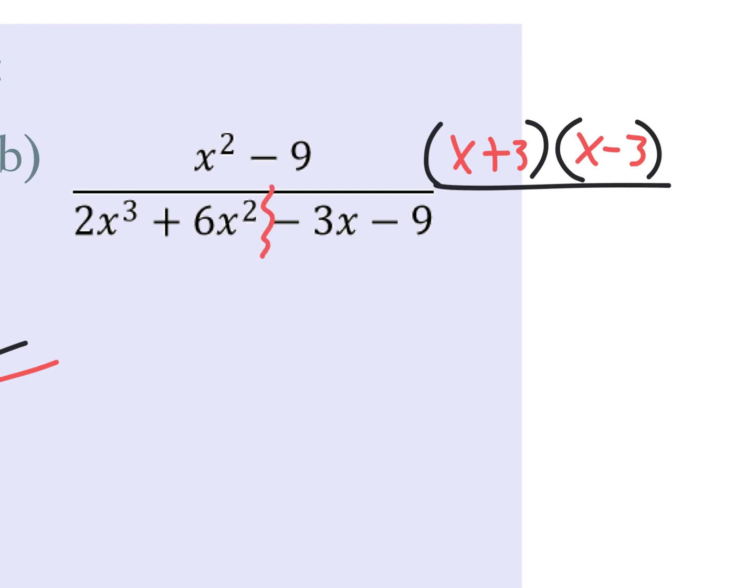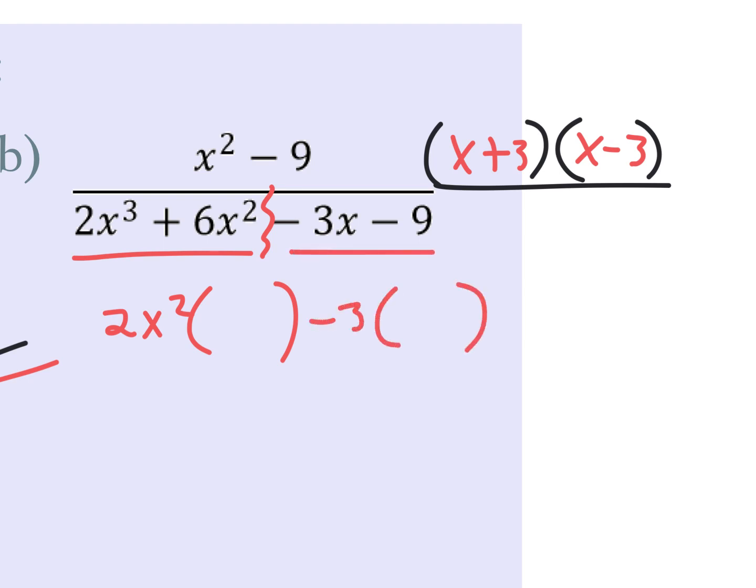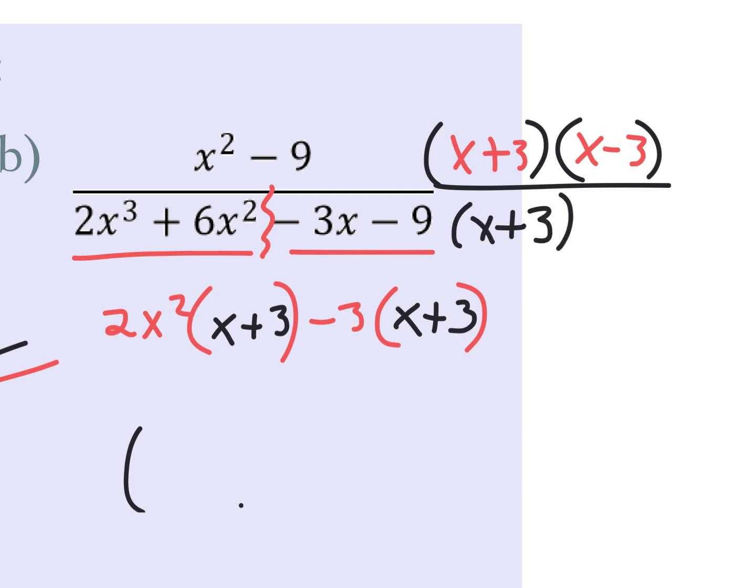So you can group this up and go, okay, out of this part, I'm going to factor out a 2x squared. And out of this part, factor out a negative 3. I hope they both come out to x plus 3. Anybody verify that? Okay, good. Then, on the bottom, I now have an x plus 3, which is the thing that's going to cancel, and a 2x squared minus 3.